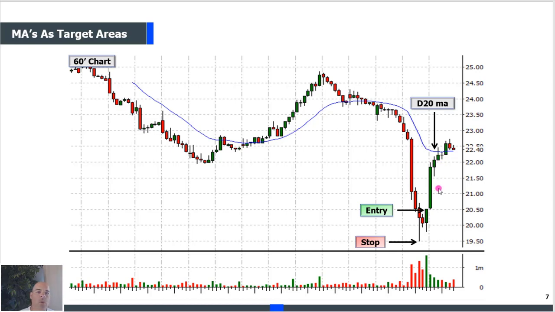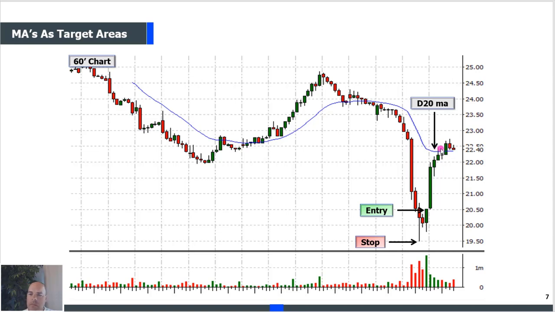But how do we know on a climactic or a parabolic where the target area is? Well, there's three areas, right? There's a 50% retracement. This is right out of professional trading. There's the prior resistance area. And then there is the moving average. And in this case, note where the declining 20-period simple moving average is right here. It's right there. So this would be this 2240 area. This would be a potential first target.